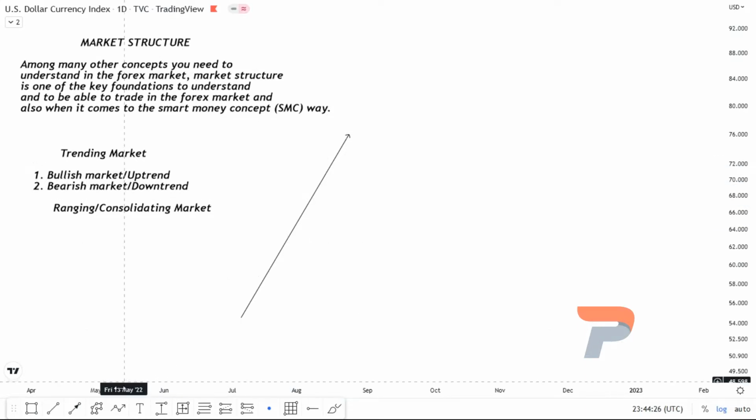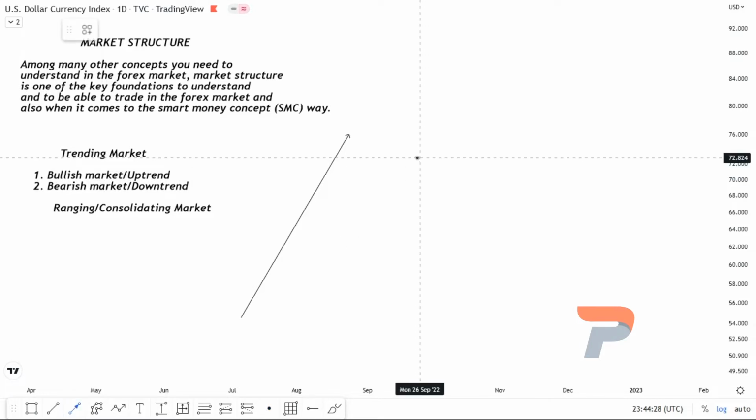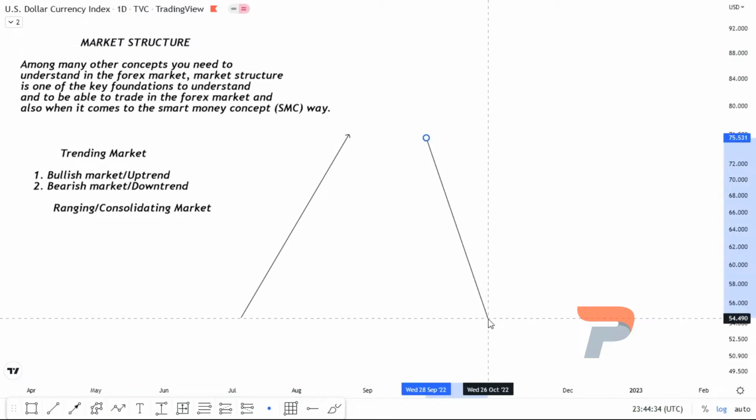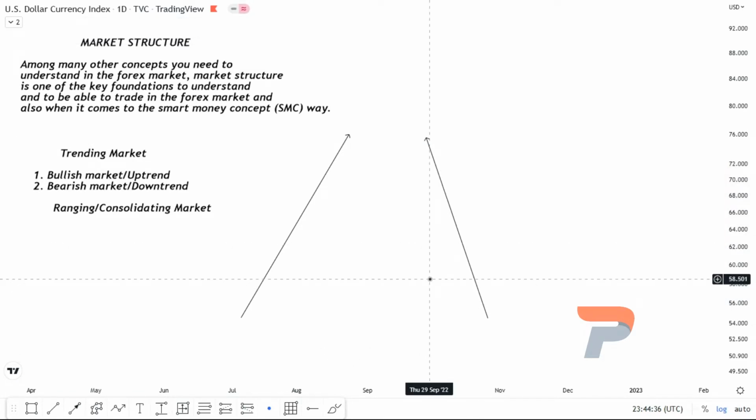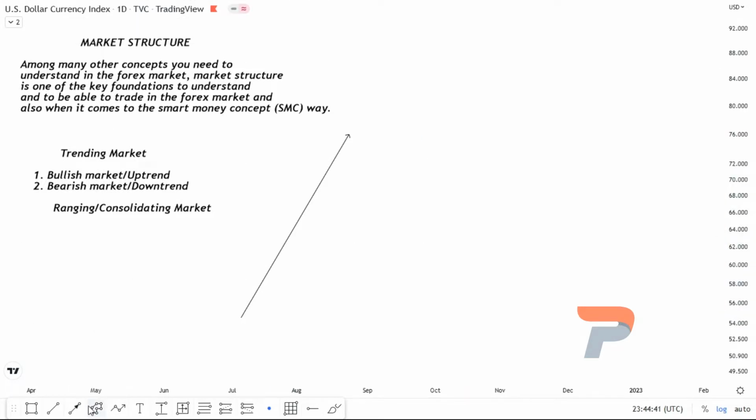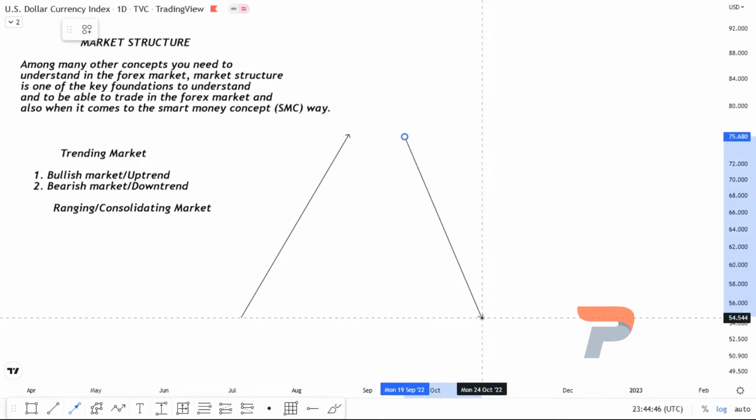Then when it comes to the bearish market, we are talking about the downtrend of the market. What are we expecting? We are expecting the market to move down. Okay, sorry, my arrows are just off. So when you talk about the bearish market, this is what we are talking about.